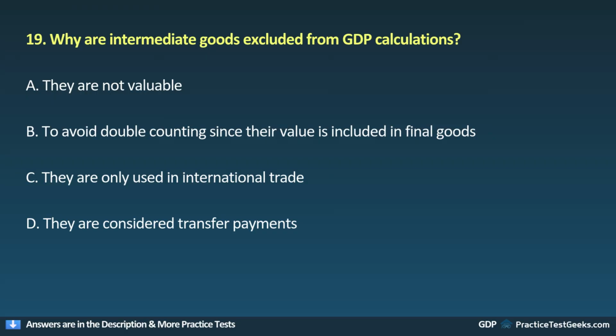19. Why are intermediate goods excluded from GDP calculations? A. They are not valuable. B. To avoid double counting since their value is included in final goods. C. They are only used in international trade. D. They are considered transfer payments.